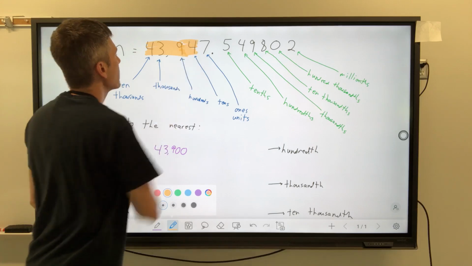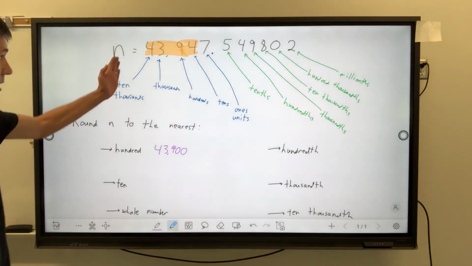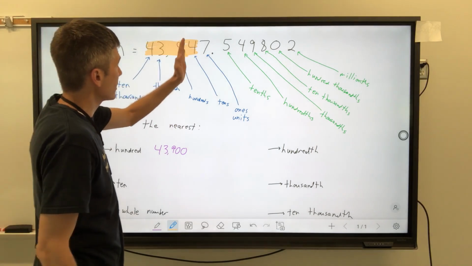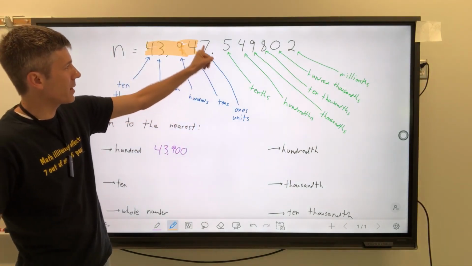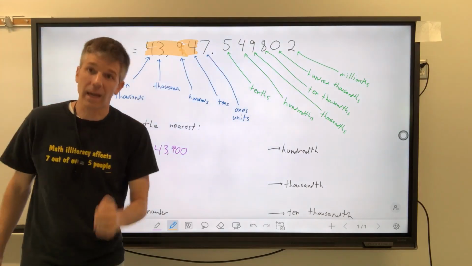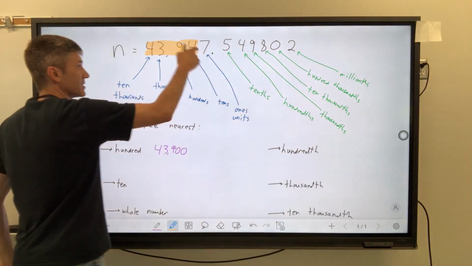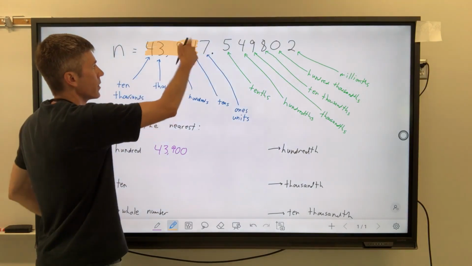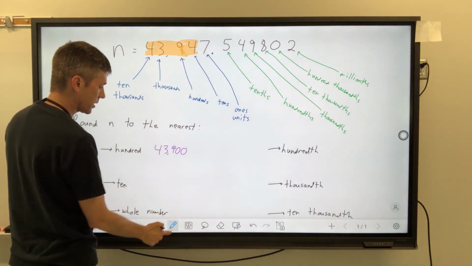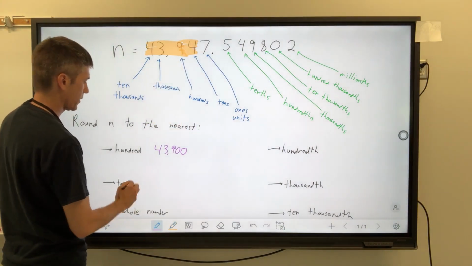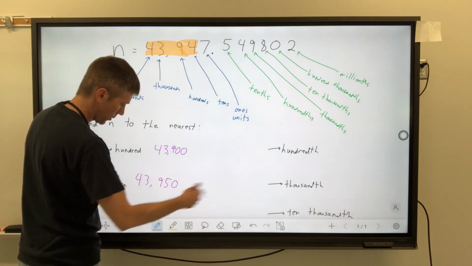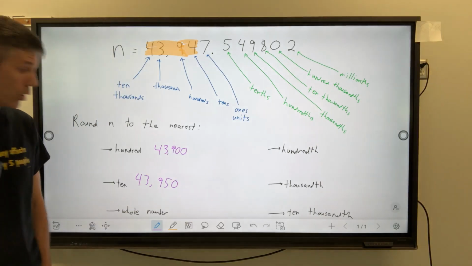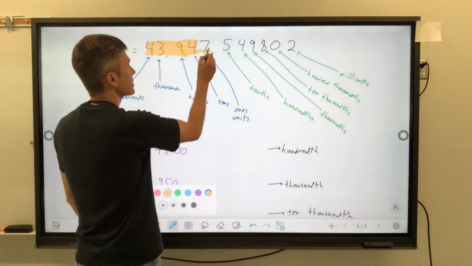Which does that. And now we have to decide, okay, we're going to keep the 4, the 3, the 9, and the 4, but maybe this last 4 is going to go up. So does the 7 make the 4 go up? Yes. Because this is 5 or higher, that's going to go up higher. And that's going to give us 43,950.